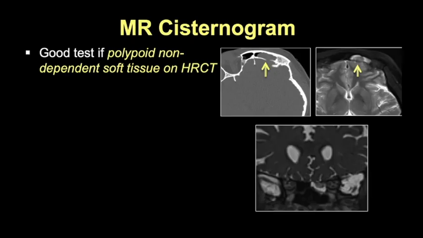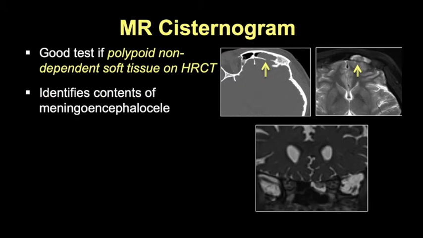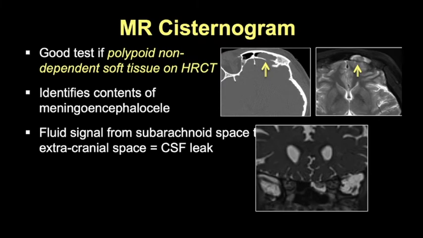So MRI cisternography is a really good technique to use in instances where there's polypoid non-dependent soft tissue on CT adjacent to a bony defect, as it can help to identify contents of a meningoencephalocele. It's most sensitive and specific when you interpret the MRI side by side with CT. One should look for CSF signal extending from the subarachnoid to the extracranial space at the site of the bony dehiscence to suggest the site of a CSF leak. The beauty of this technique is you don't have to be actively leaking at the time of the exam, and of course it's non-invasive and non-ionizing.